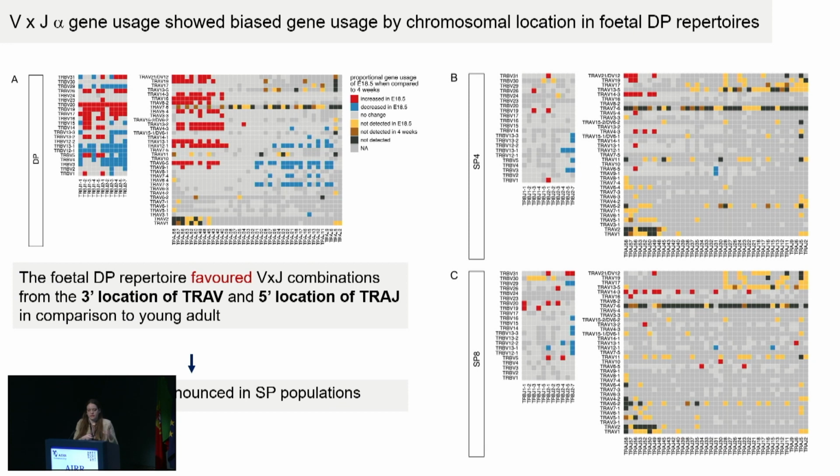Then we wanted to compare the same results of the PCA, but now looking at heat maps to look at the usage. This is proportional gene usage in red. When it's red, it's increased in the fetus compared to the young adult, and when it's blue, it's decreased in the fetus compared to the young adult. As you can see here, quite strikingly, the fetal double positive repertoire favored these combinations from the 3' location of the TRAV and the 5' location of the TRAJ. And this bias is lost in the single positive populations. So this suggests that perhaps the selection process is evening out the differences.